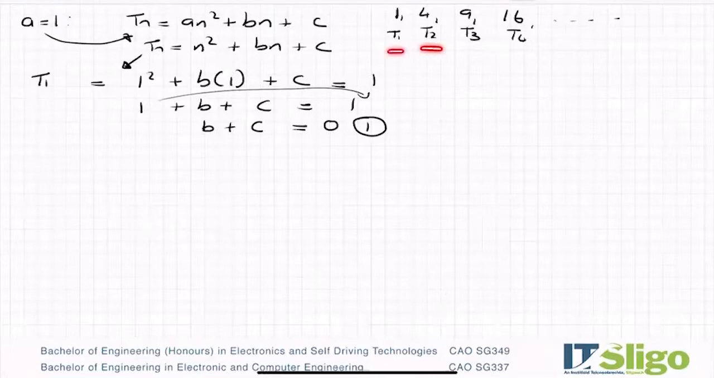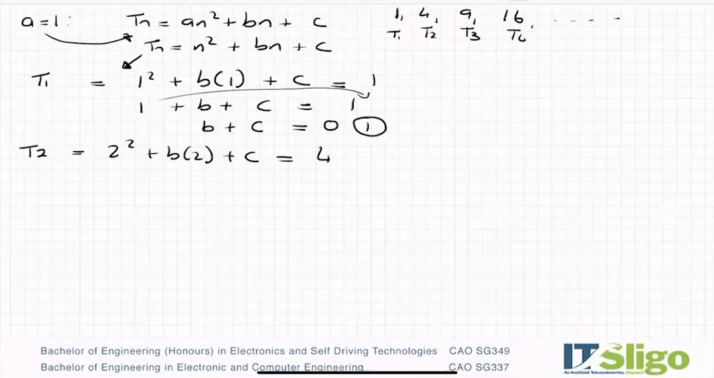Now, I can use any of these terms, because we know what they are. I tend to use the smallest two because it keeps the numbers smaller. That's the only reason. So the second one I would tend to use is T2. So now I'm replacing n with 2, so 2 squared plus b times 2 plus c, and we let that equal whatever your second term is, which is 4 in this case. 2 2's are 4, plus 2b plus c is equal to 4. Bring over the 4, and I get 2b plus c is equal to 4 minus 4, which is 0.